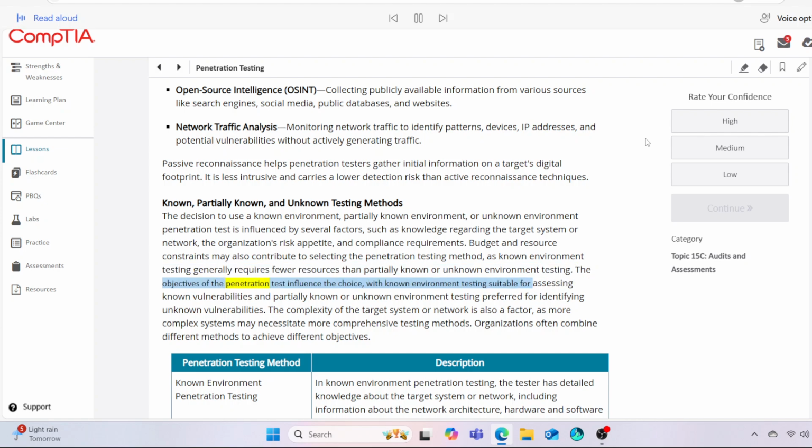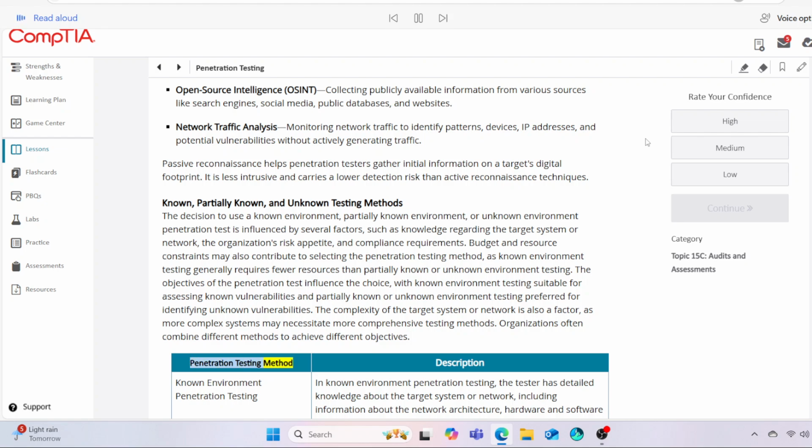The objectives of the penetration test influence the choice, with known environment testing suitable for assessing known vulnerabilities and partially known or unknown environment testing preferred for identifying unknown vulnerabilities. The complexity of the target system or network is also a factor, as more complex systems may necessitate more comprehensive testing methods. Organizations often combine different methods to achieve different objectives.